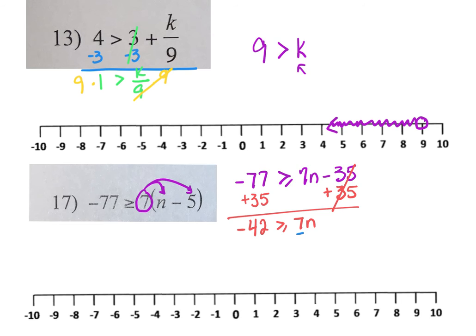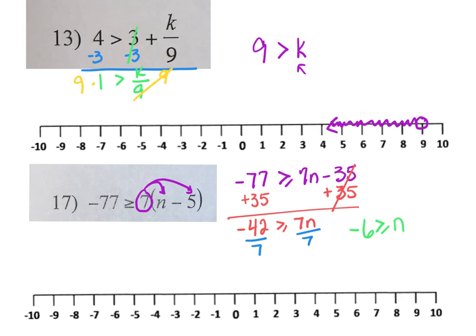My last step here is to divide by 7. Now the 42 is negative, but the 7 is not. So what I'm dividing by is a positive, so I do not flip the sign here. I would only flip the sign if what I was dividing by was a negative. So -42 divided by +7 is -6, which is greater than or equal to n.